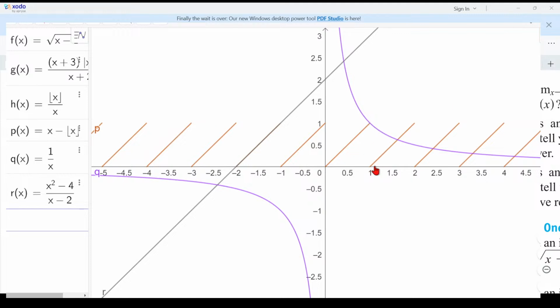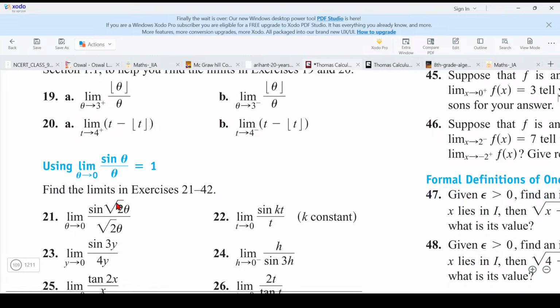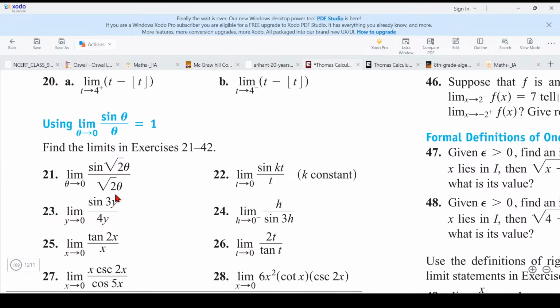One is approaching one side, another is approaching another thing. So that is a break. So this kind of thing you remember, no? Sine theta by theta. What is this value? 1. What is this value?